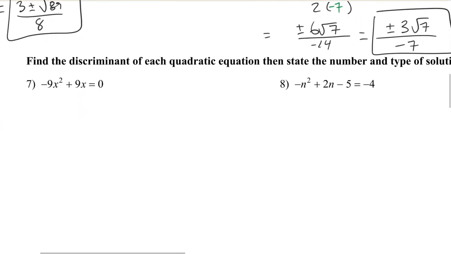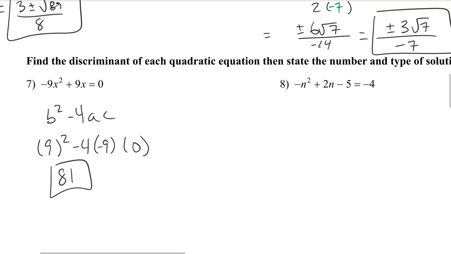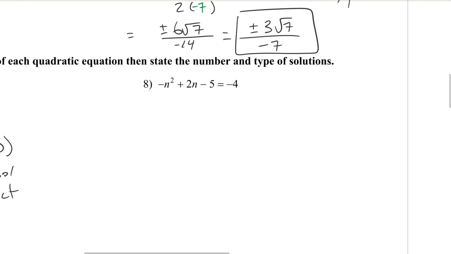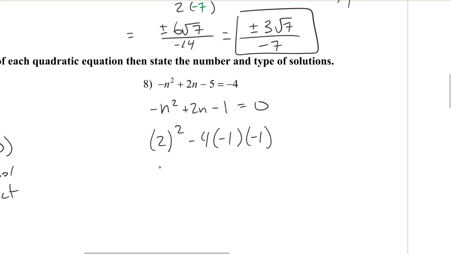Find the discriminant. That's b squared minus 4ac. Our b value is 9. a is -9. And c is 0. So this is 81. So that means we have two solutions and it's factorable. I need to put the 4 on the other side, so this makes -n squared plus 2n minus 1 equals 0. b squared minus 4ac. b value is 2, a is -1, c is -1, so this is 4 minus 4 equals 0. So 0 means we have one solution.